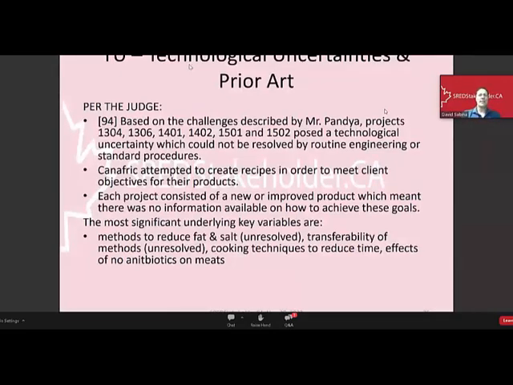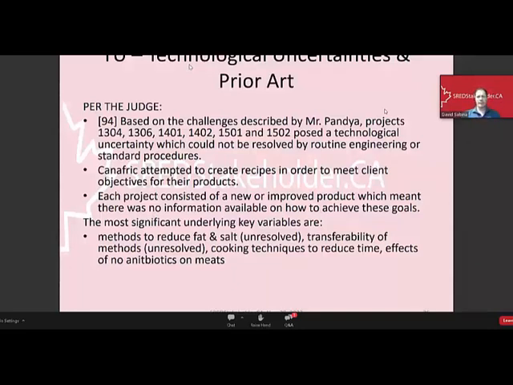So the technological uncertainties are usually evidenced by variables. What's the typical method to do something? What are the methods that are used to do that? And how are we going to change this, and why, if we're talking about something that's experimental? Okay.